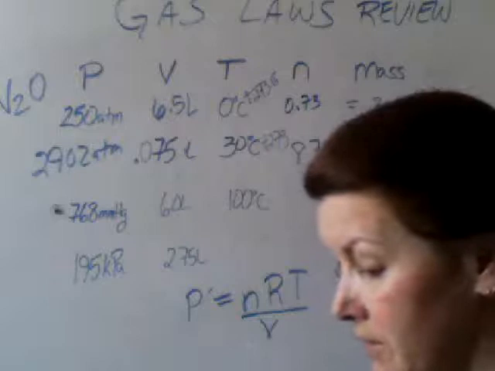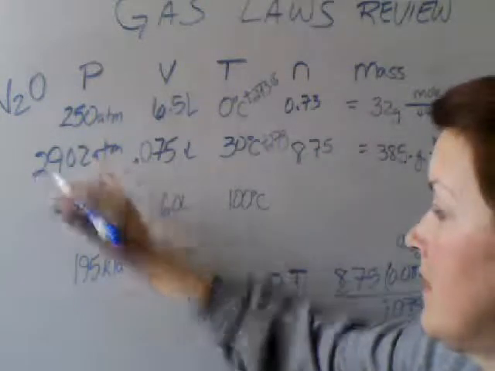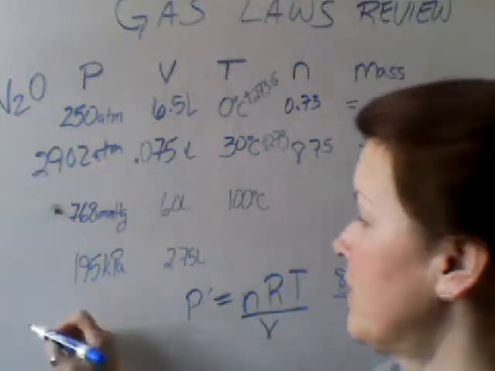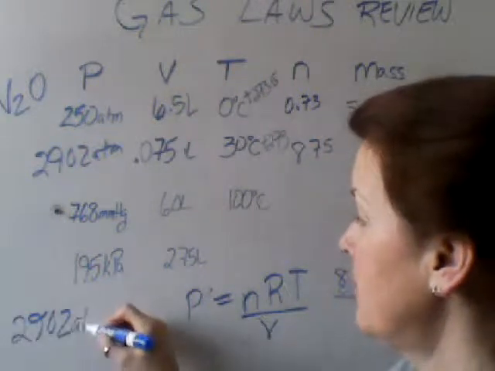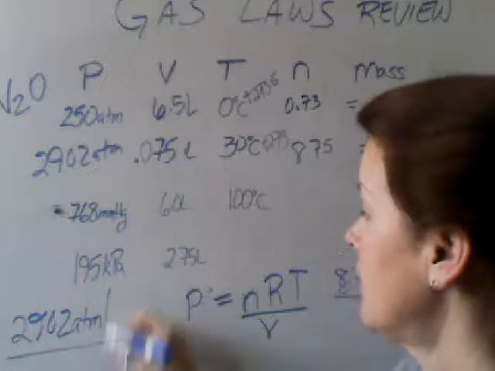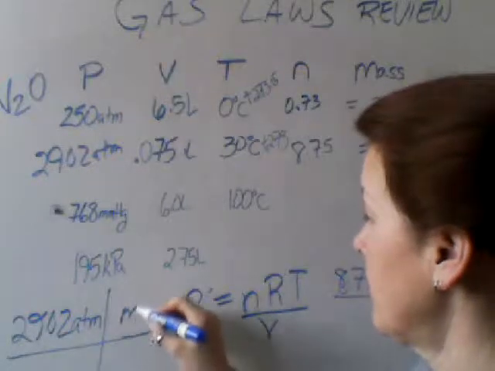But of course, the problem asks for the units to be in millimeters of mercury, instead of atmospheres. So we're going to convert our 2,902 atmospheres to millimeters of mercury.